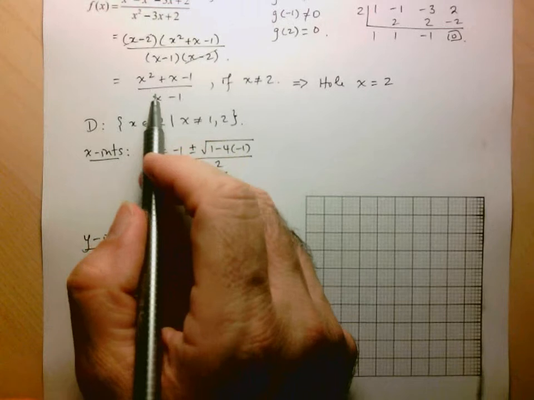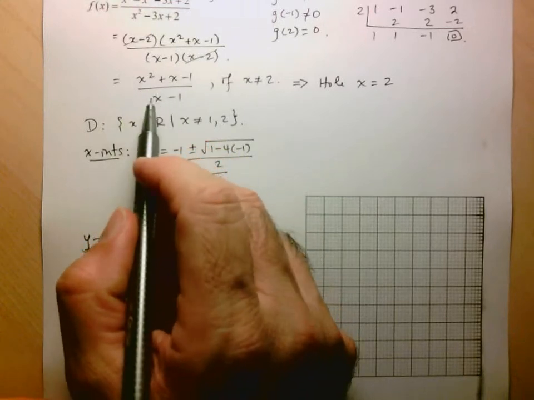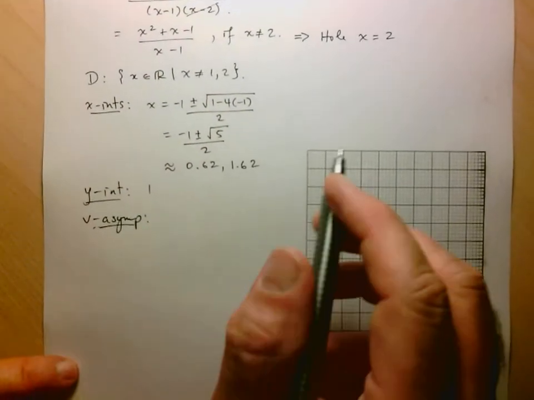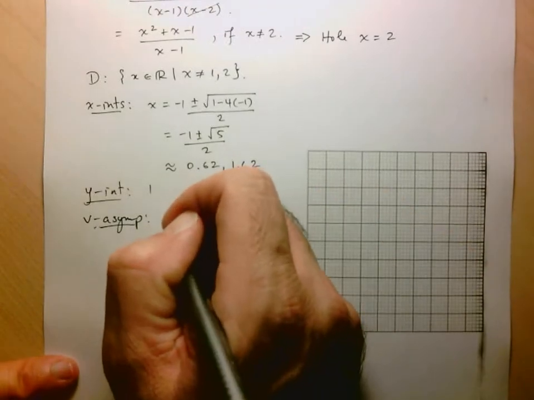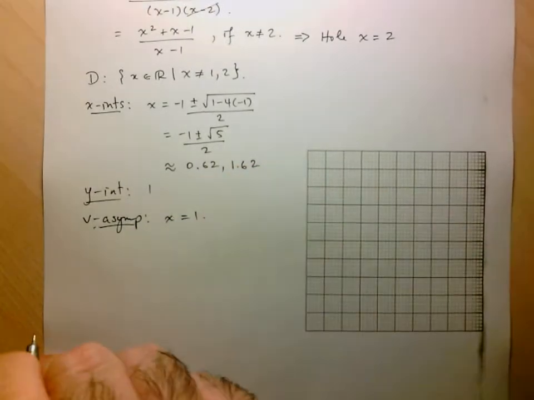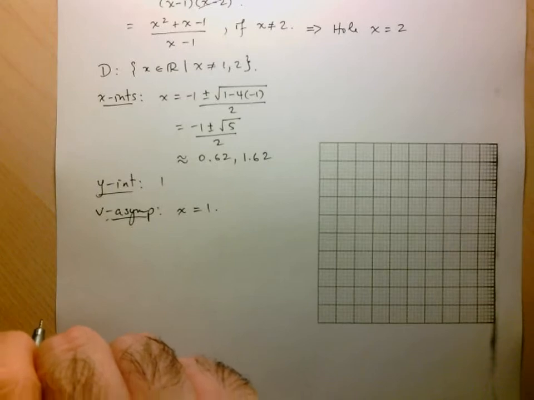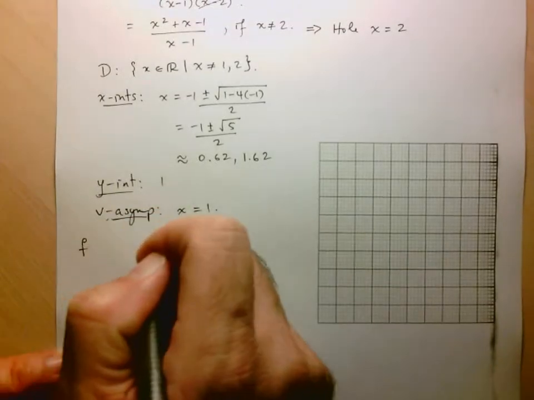Okay, so because this is already simplified, I can just read off the vertical asymptotes by looking for the 0 of the denominator. So here we have a vertical asymptote at x equals 1. Okay, so let's now look at determining the sign of this function, where it's positive and negative.